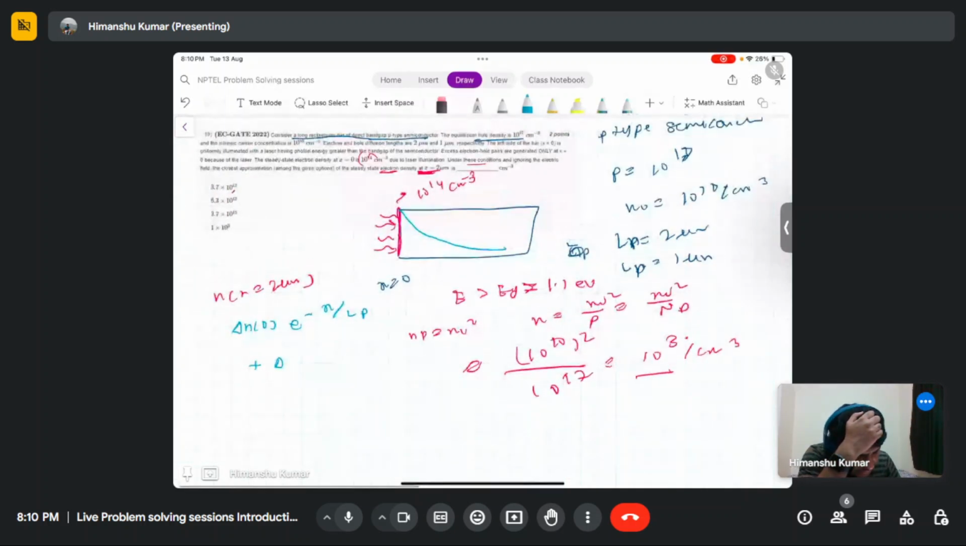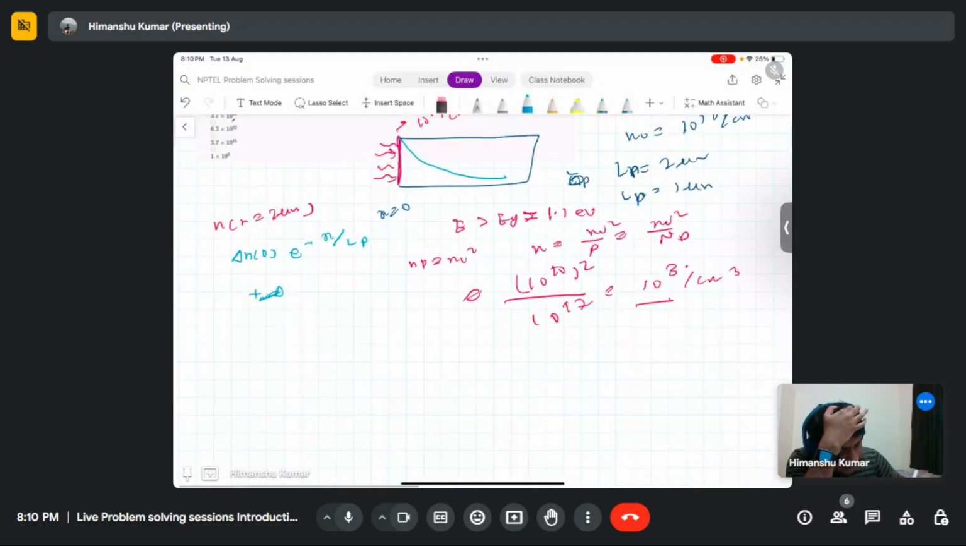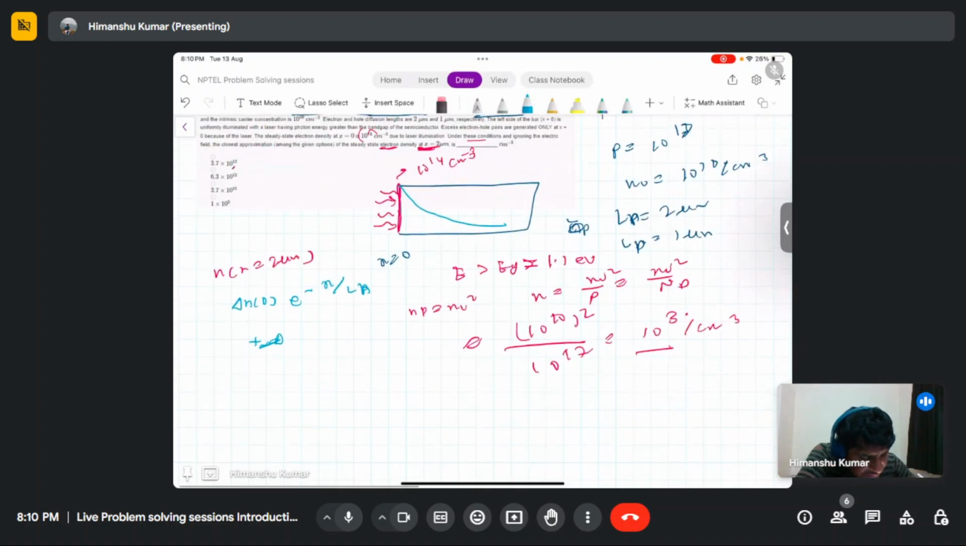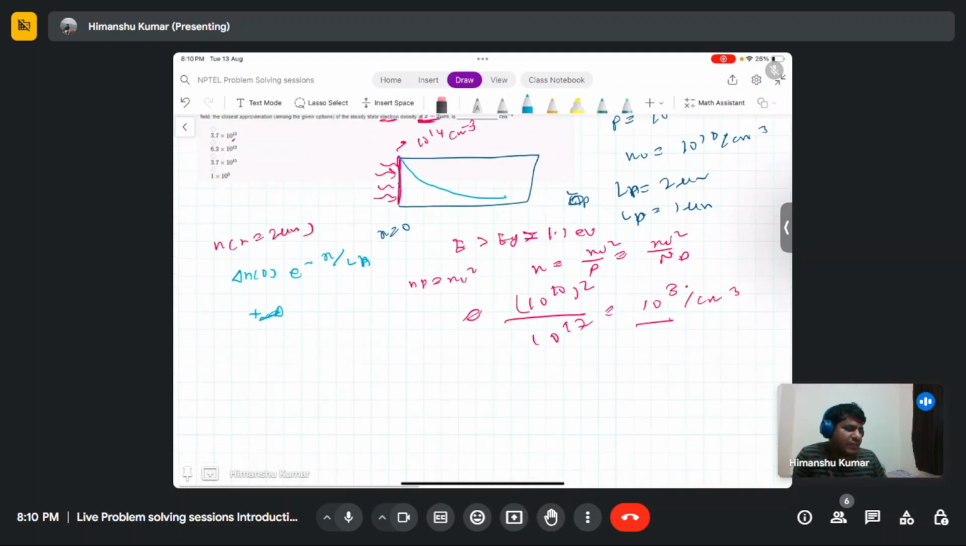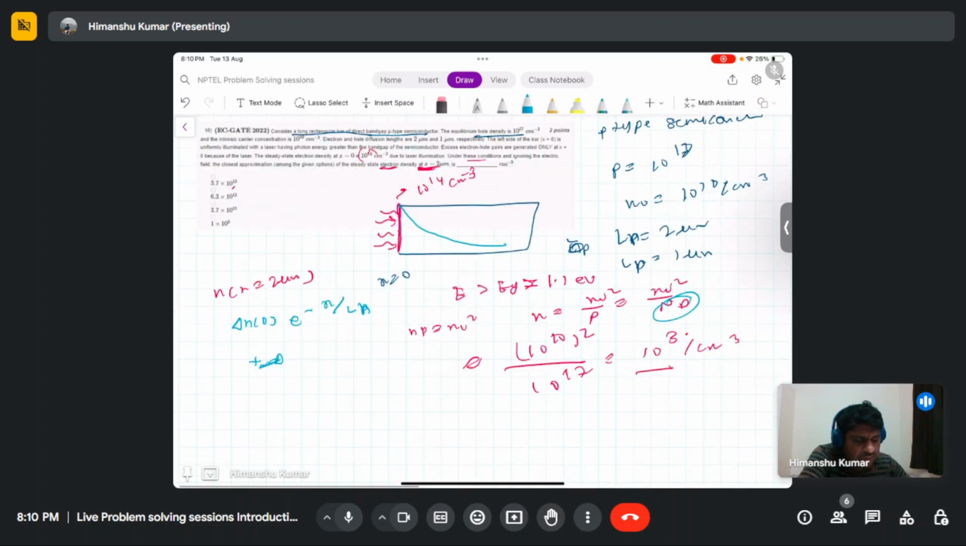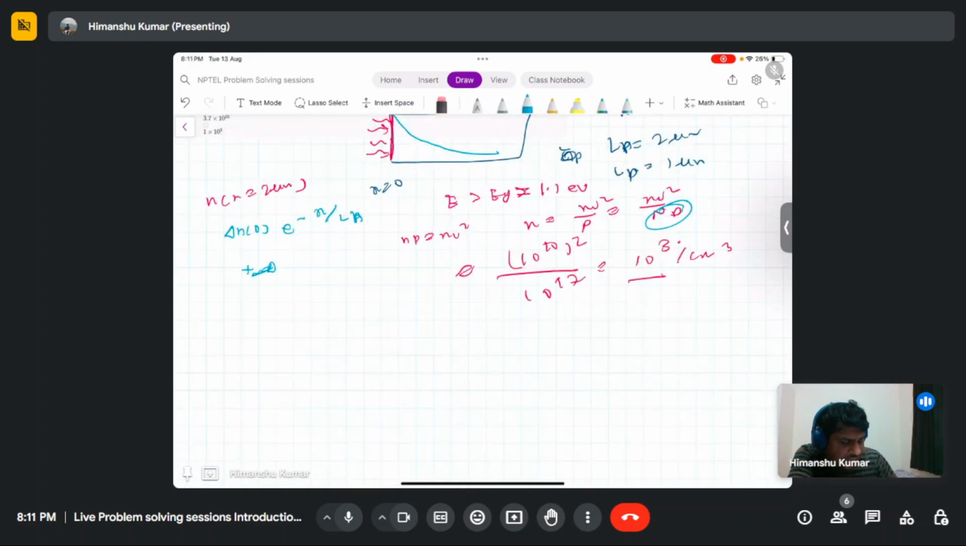So this is Ln, and we need to calculate the closest approximation. The excess majority carrier we can neglect because the inherent doping is 10 power 17. If you add 10 power 14 holes to 10 power 17, it won't make much difference. So we can assume the hole density remains the same, and we need to calculate the electron density.